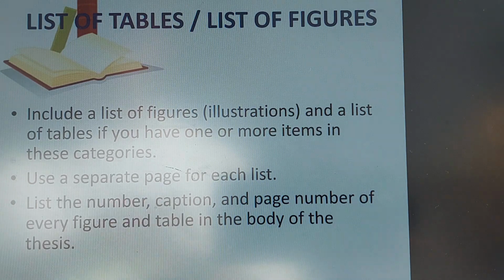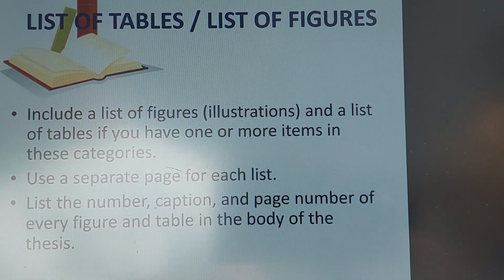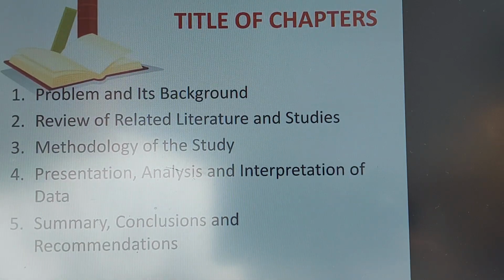Then, the list of tables if you have one or more items in these categories. Use a separate page for each list if there are many. Then, list the number, the caption, and the page number of every figure and table in the body of the thesis. Then, the title of chapters.